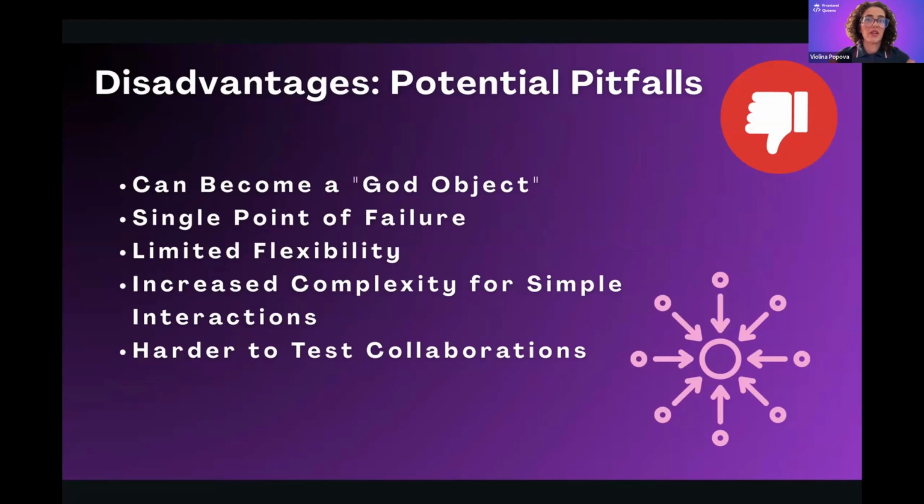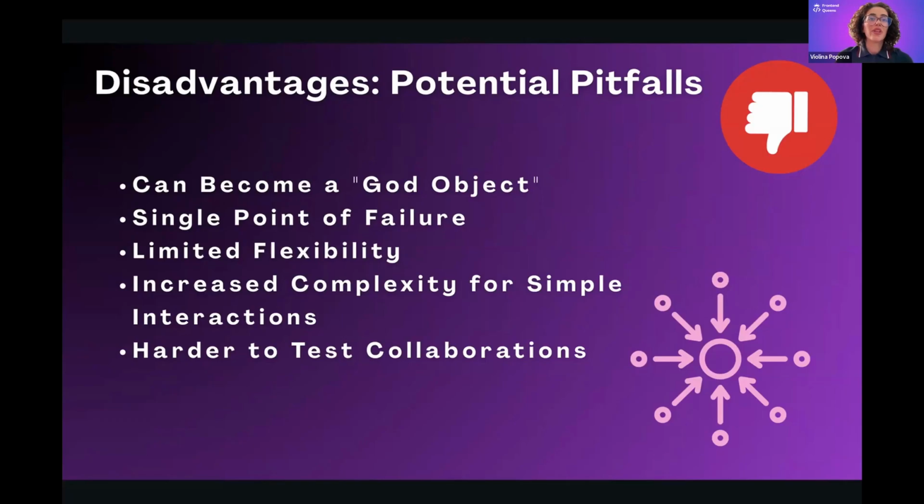The mediator can become a God object. If the mediation logic becomes too complex or the mediator handles too many different types of interactions, it can become overly large and difficult to manage. This is a common anti-pattern to watch out for. It also might become a single point of failure, because all communication flows through the mediator. If there is a bug or issue in the mediator itself, it can affect a wide range of component interactions.